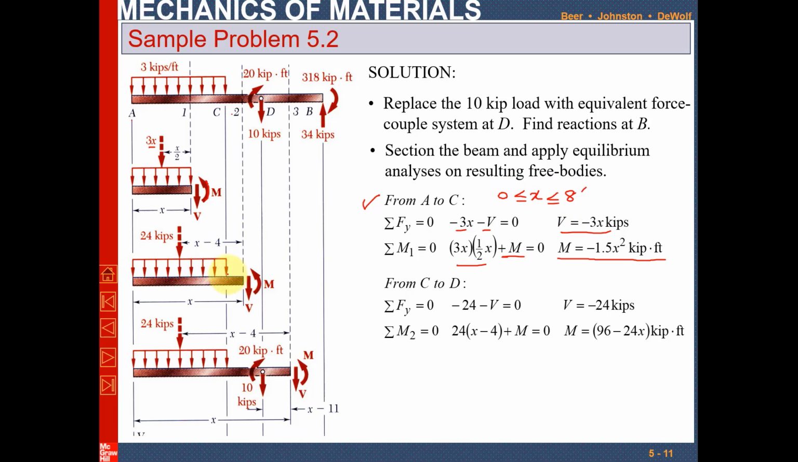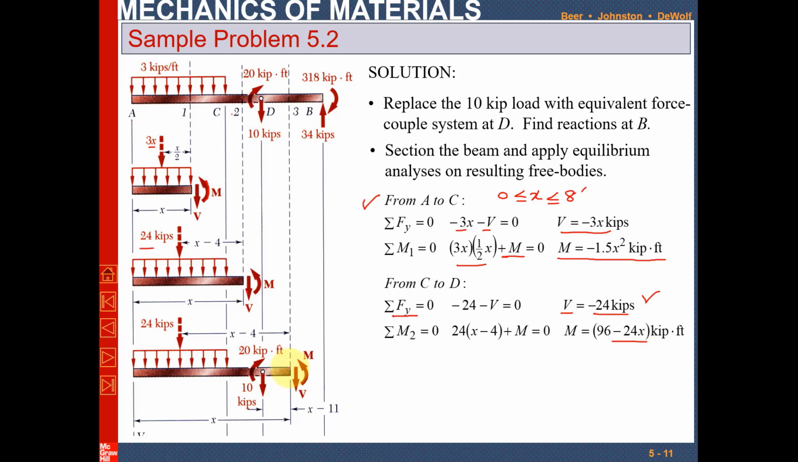Now for section 2, when you apply the equilibrium condition, you will have V equal to minus 24 kips. I have explained it earlier. You can see there is a shear force V acting downward and there is a force of minus 24 kips. So V will be this one, and the moment equation is 96 minus 24x in kips into 8. I have explained it.